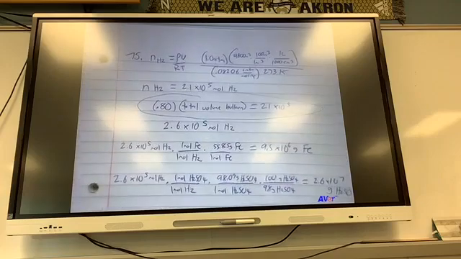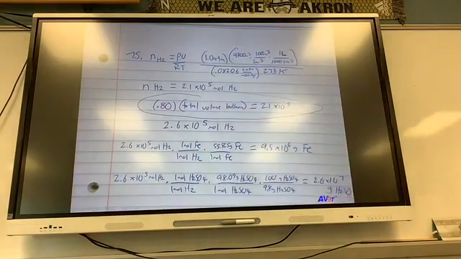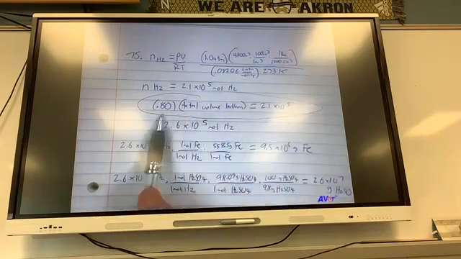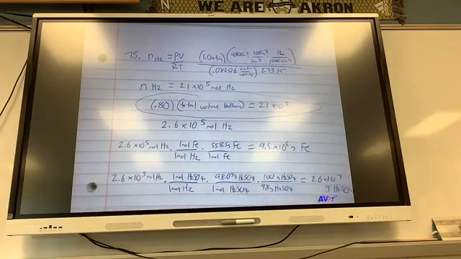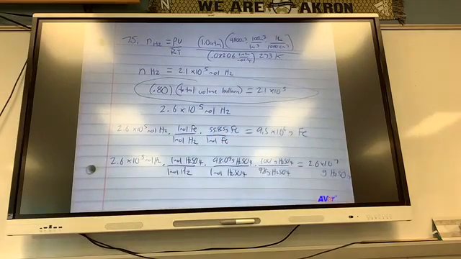The book got 2.6 times 10 to the 7th, so I got the same thing. This was the only tricky thing on 75: figuring out the total volume of the balloon. The gas constant is 0.08206 liters times atmospheres over moles times Kelvin. Just the constant. Next one.